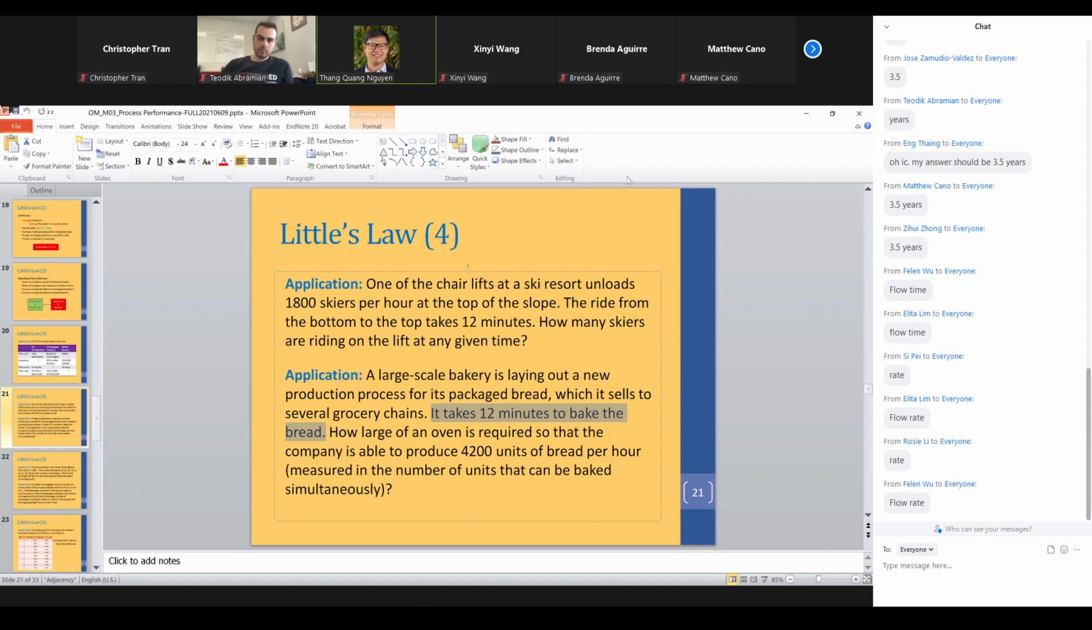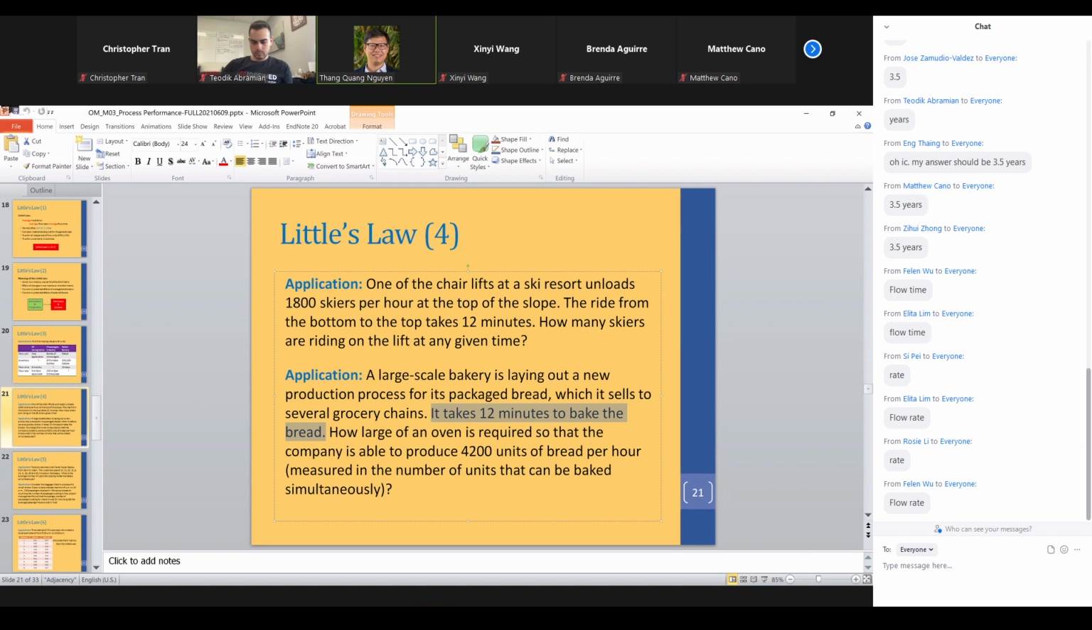All right, you are right. The 4,200 is flow rate. The number of units per hour, the unit itself already provides us the clue that it is a flow rate. So in this question, the story might be long, but now we already extracted two pieces of information. One is a flow time, the other is a flow rate. So technically, the question should ask us about the inventory, right? But then let's look at the question: how large of an oven is required? Is that about the inventory or not about the inventory?